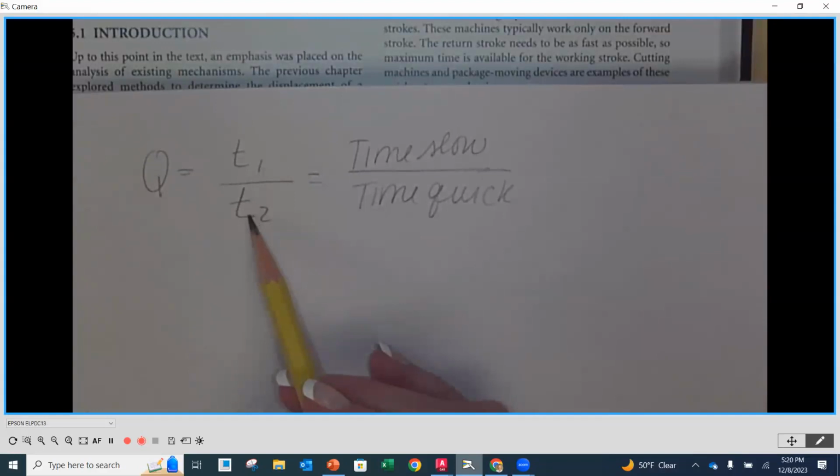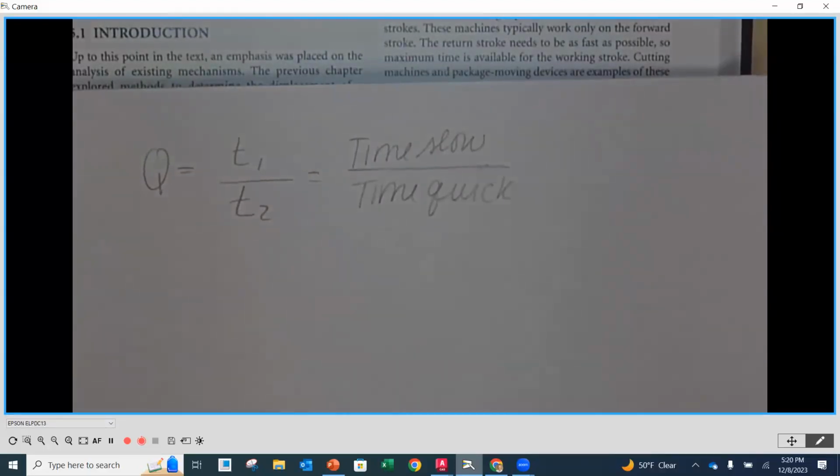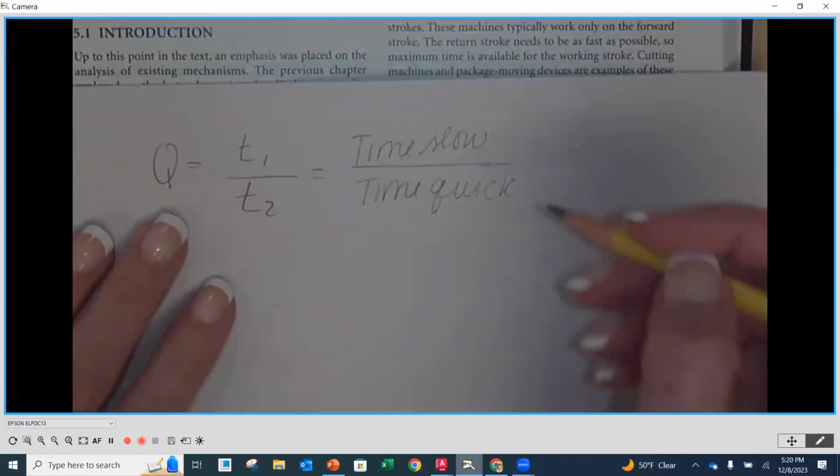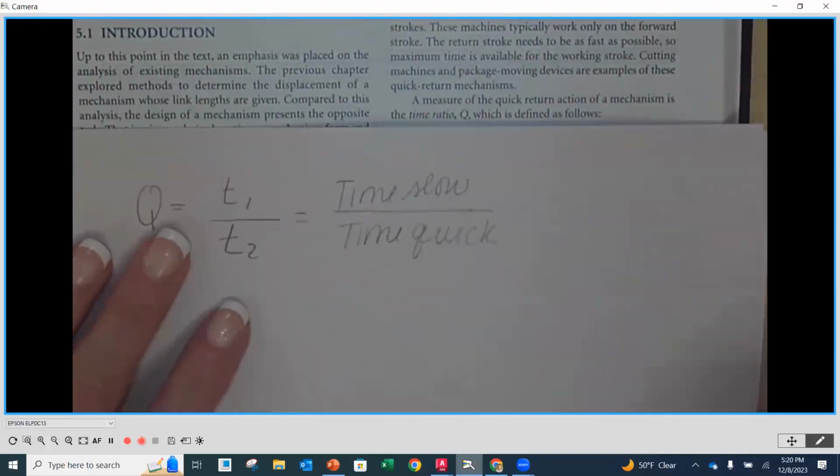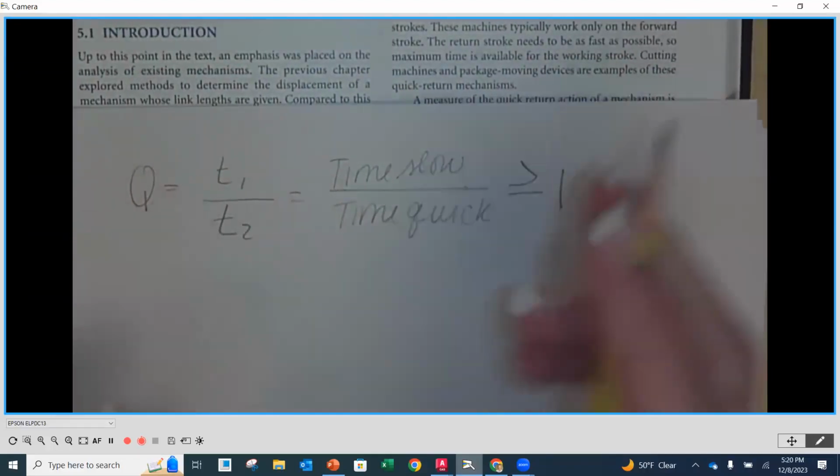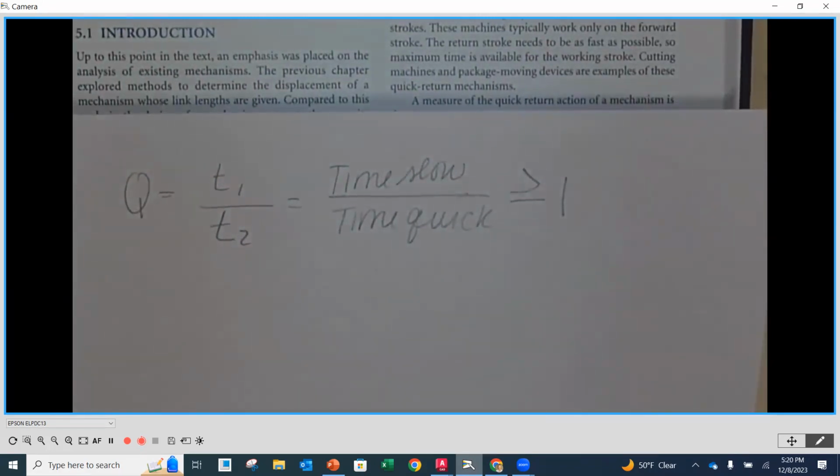So I wrote mine like this: T1 divided by T2. The lowercase t's are going to be the times of those individual outbound and then return parts of our stroke. And this is going to be greater than or equal to 1. Okay, greater than or equal to 1.